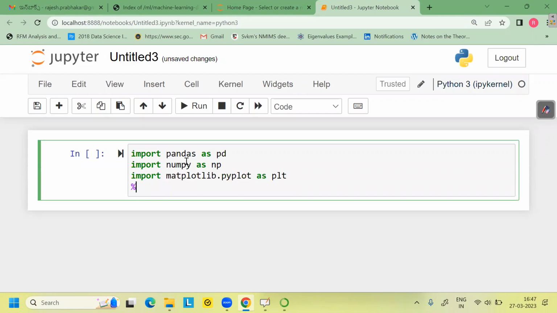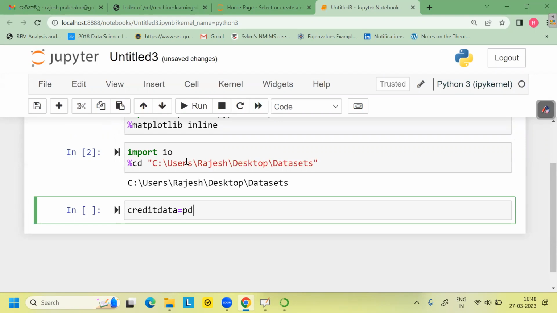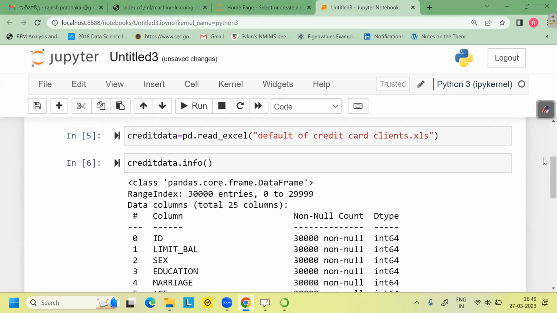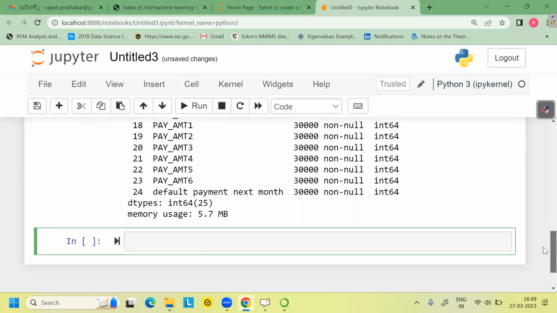I have done the data change and model build check. You can add EDA and hypothesis test later. credit_data equals pd.read_excel. The file name is there; pip install the Excel package already. So credit_data.info. We have 30,000 observations with all showing as ints only, right?